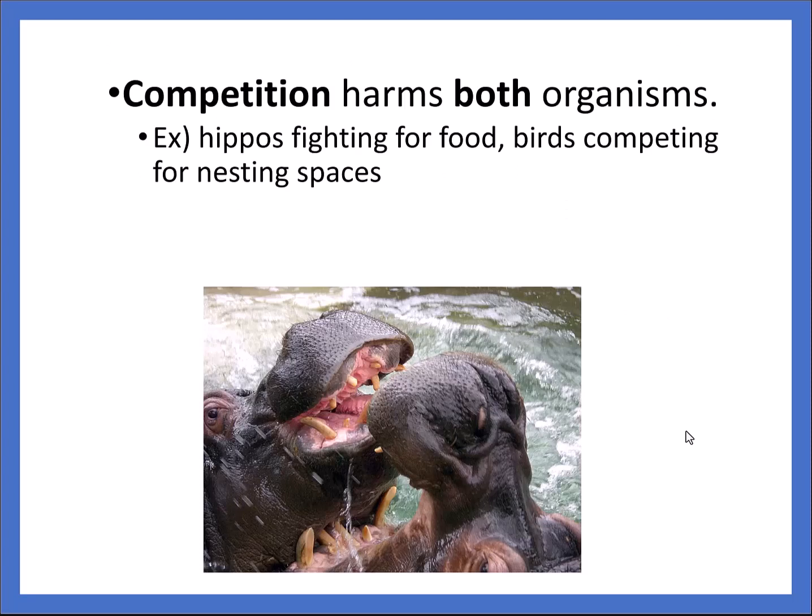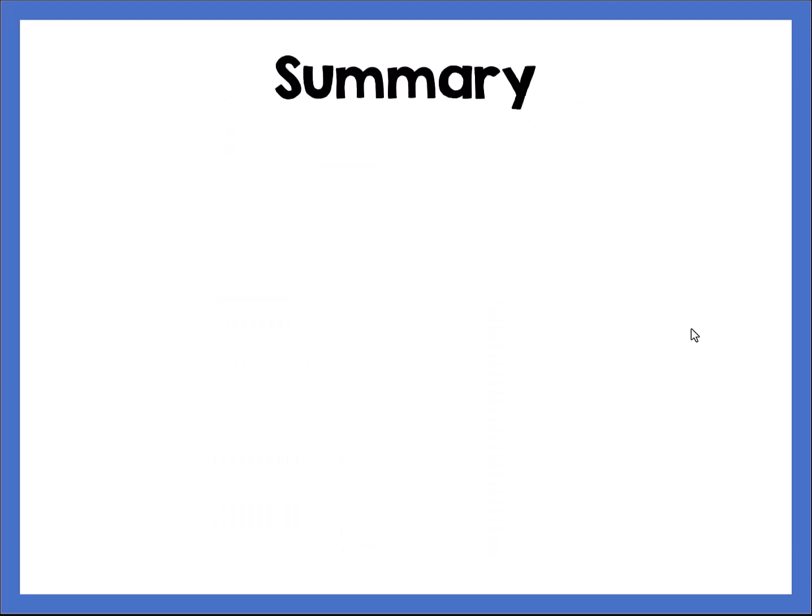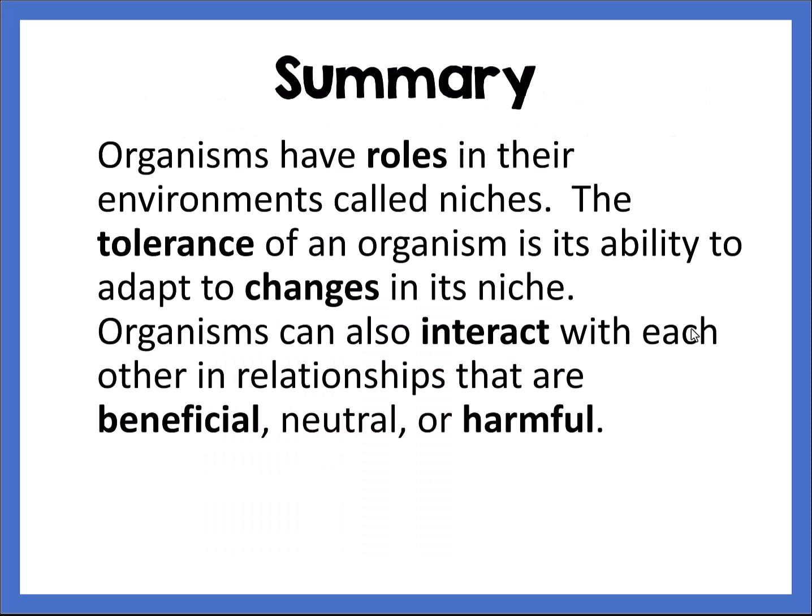Competition harms both organisms. And so this might be, here are hippos fighting for food, birds competing for nesting spaces. Both organisms are being harmed because they're not able to fulfill a niche that they would fill otherwise. So in summary, organisms have roles in their environments called niches. The tolerance of an organism is its ability to adapt to changes in its niche. Organisms can also interact with each other in relationships that are beneficial, neutral, or harmful.